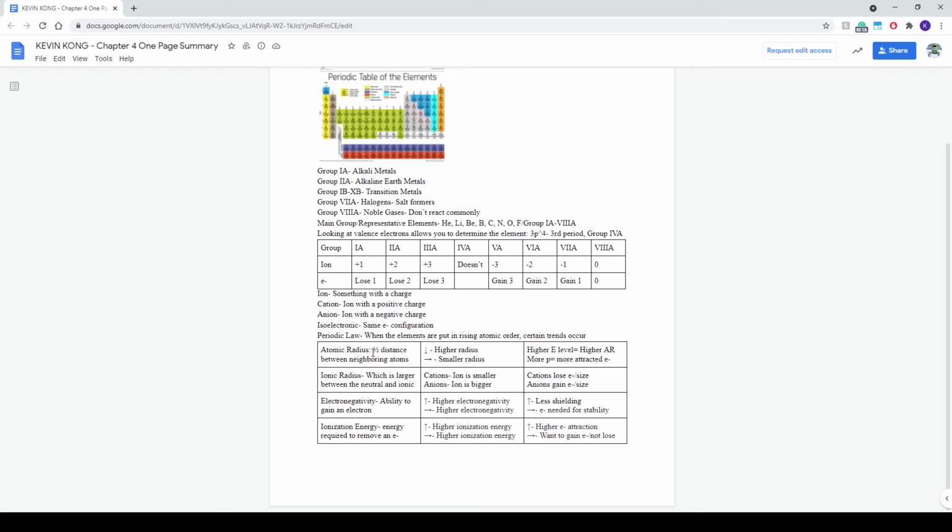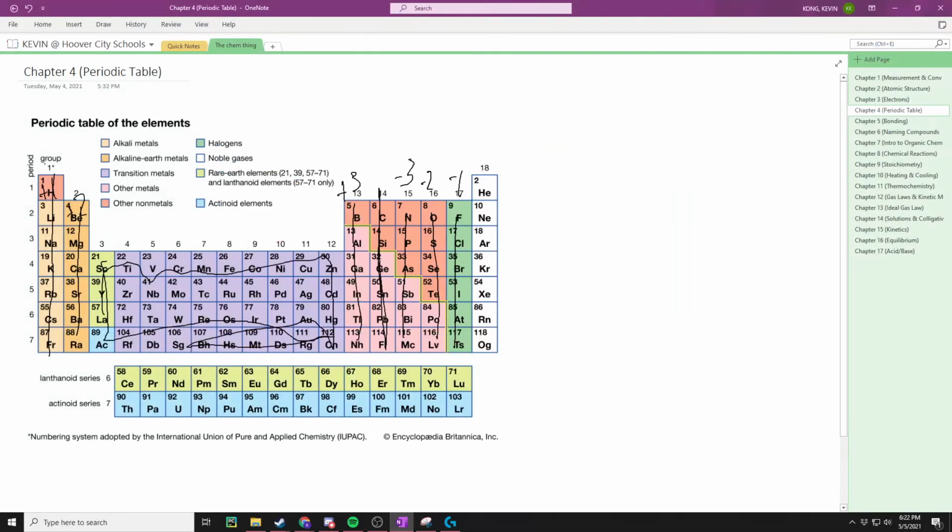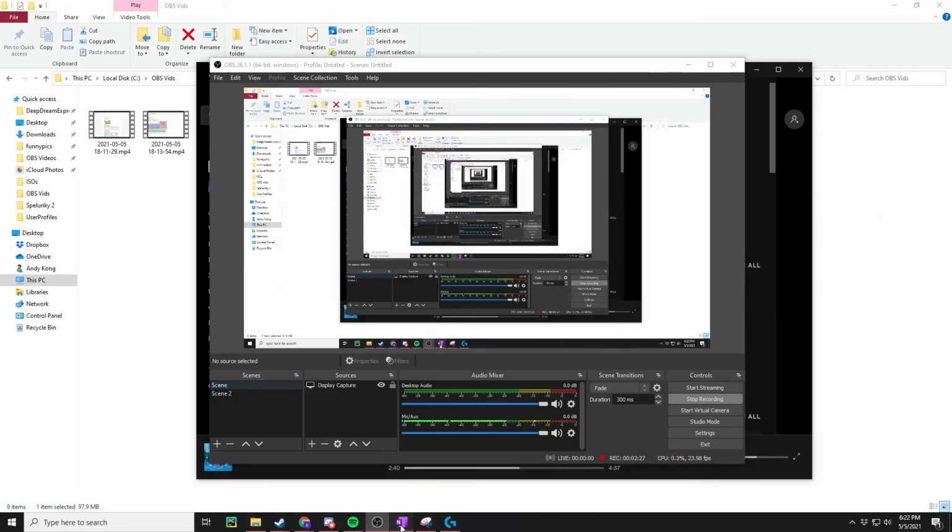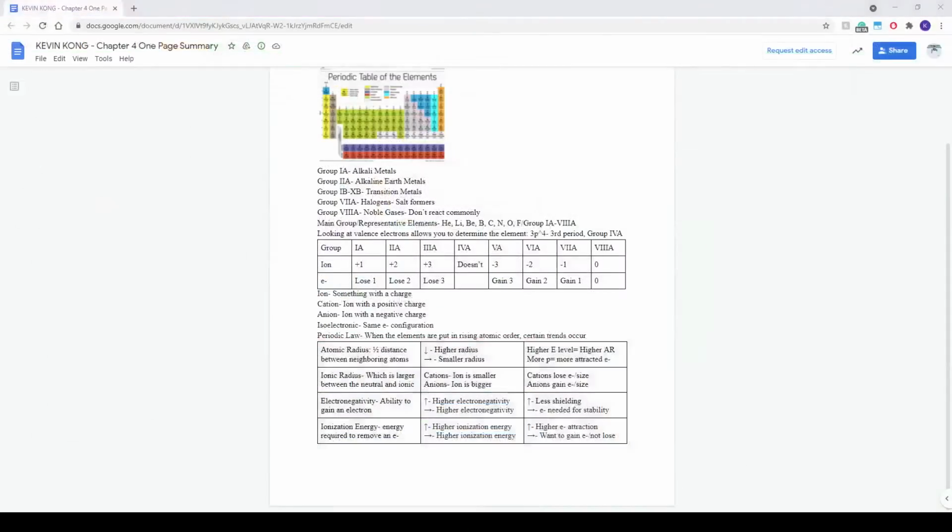The ionic radius is the difference between the neutral atom, with the same number of electrons as protons, and the ion, which has one extra electron or one fewer electron than it has protons. So it's just asking which is bigger there.